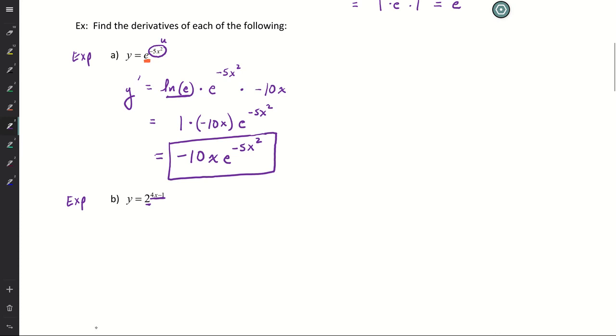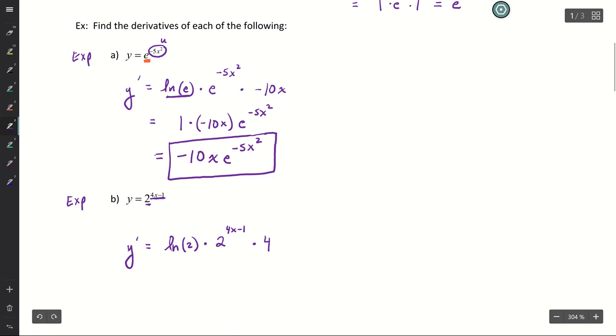part. So the derivative here, let's say y prime equals natural log of the base. The base here is 2, so natural log of 2, and then multiplied by the exponential itself. So that'll be 2 to the 4x minus 1, and then multiply by the derivative of the power. We notice the power is 4x minus 1. The derivative of 4x minus 1 is just 4.